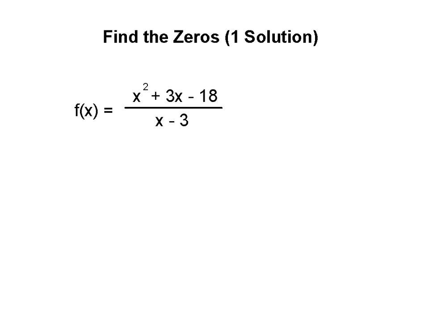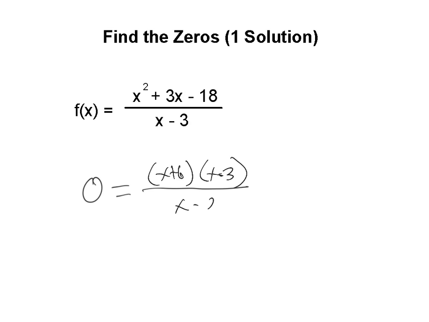Okay, the last type of problem then, you're going to be asked to find the zeros. The way you do that is you replace f of x with 0, right? And then you factor the pieces. So let's factor this first piece. Let's see, 6 and 3, right? So x plus 6 and x minus 3 would give us what we need for that pair, right? Okay, and then this bottom is x minus 3.